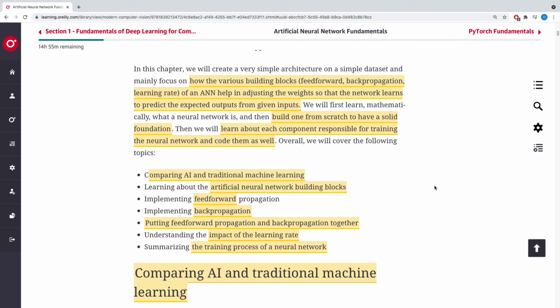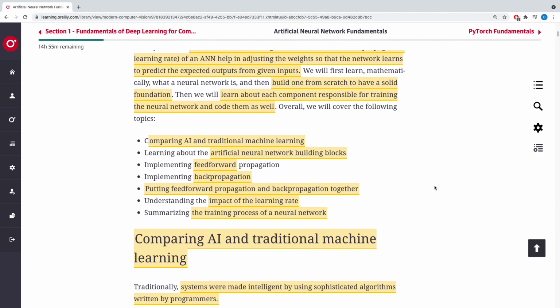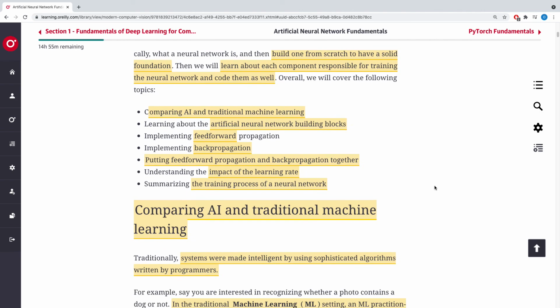So that is it for now. In the next session, we'll look at comparing AI and traditional machine learning.